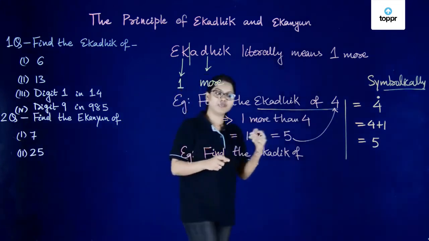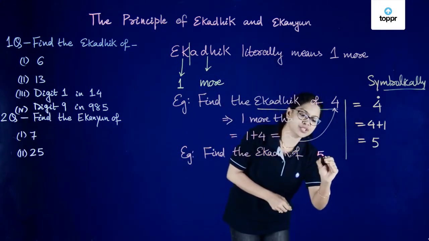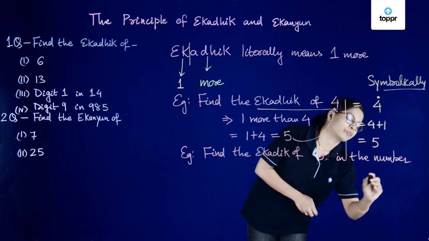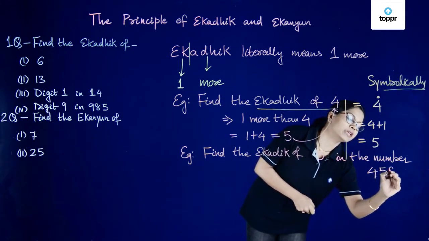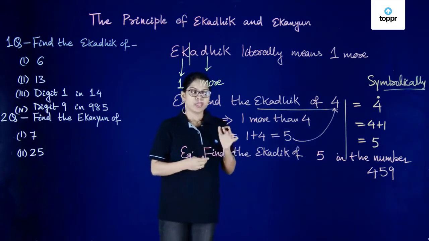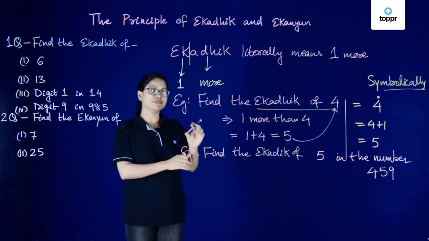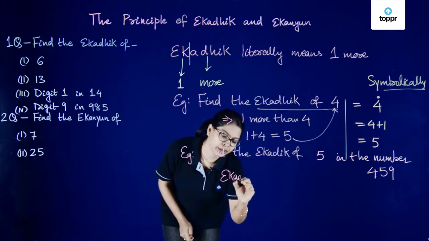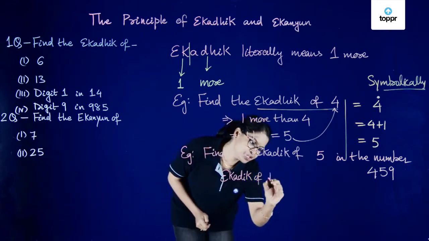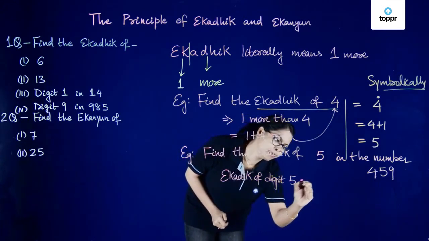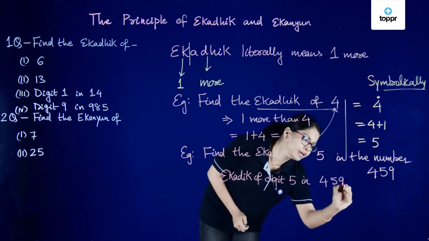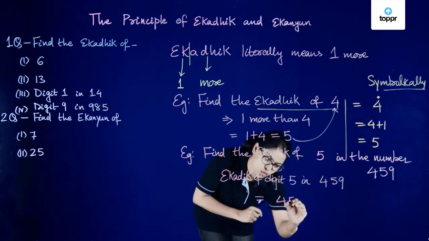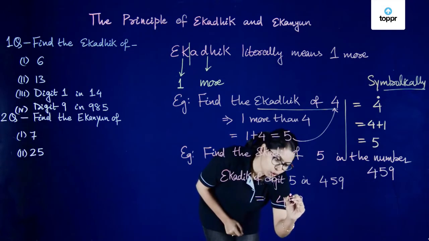But what if we have to find the Ekadhik of, let's say, the digit 5 in the number 459? So, here's a tricky one. Now, we are not talking about the whole number. We are talking about the digit 5 in the number 459. So, for this, we write first Ekadhik of digit 5 in 459 is equal to, let's represent it symbolically now. So, Ekadhik of just one digit and not the whole number. So, we put a dot over the digit.